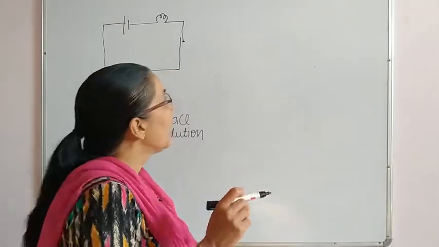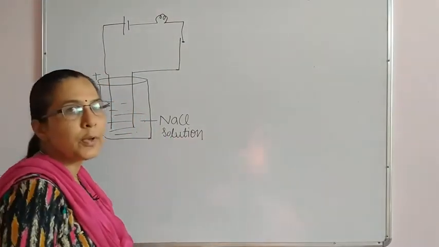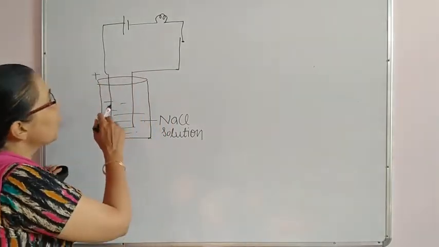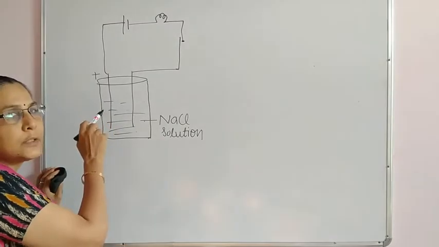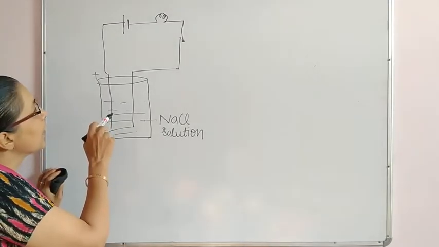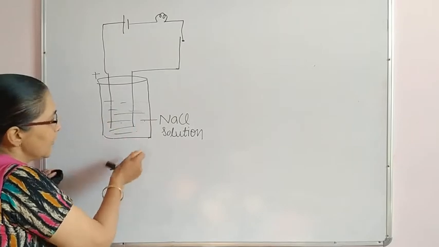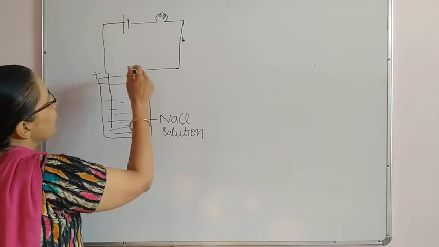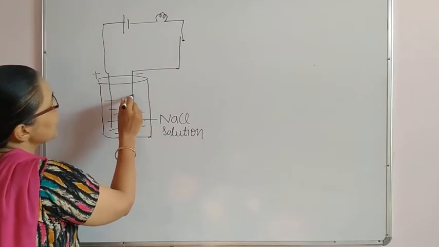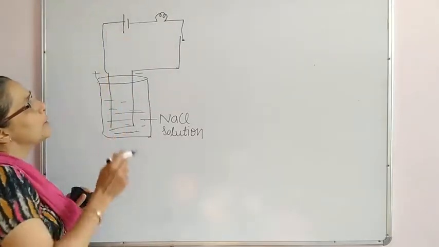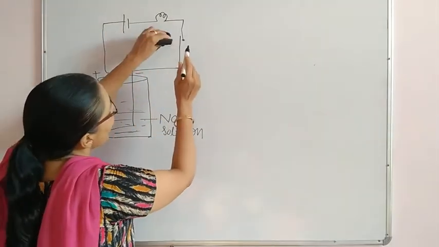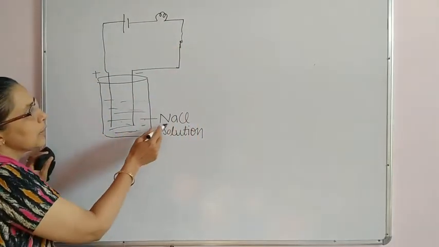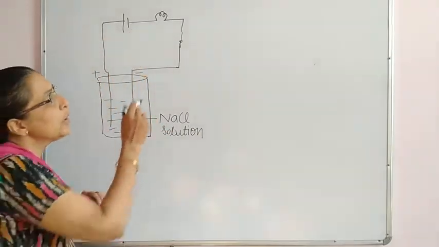Good morning, students. Now we are learning some more aspects of acids, bases, and salt. The very first thing: what is common between acids, bases, and salt? If we take an aqueous solution of salt like NaCl in water, then we prepare a circuit. Two electrodes are there, and one battery and one bulb are connected. This is your key. If I close the key, then due to this NaCl solution, the bulb will glow.